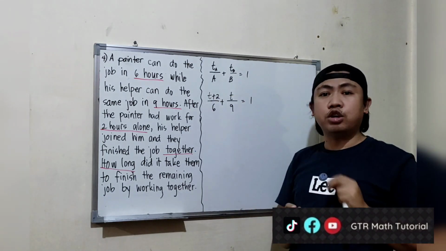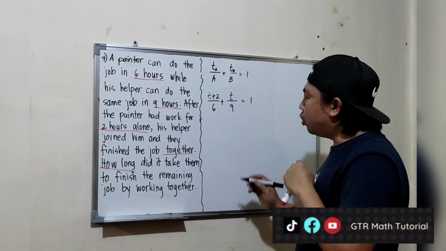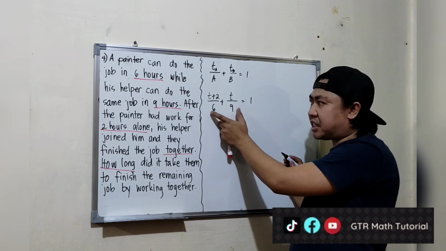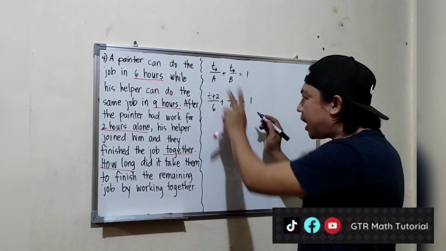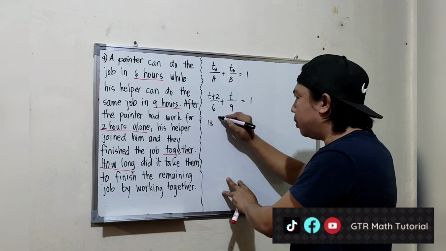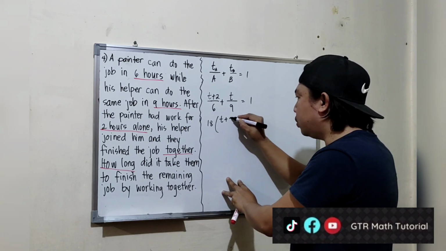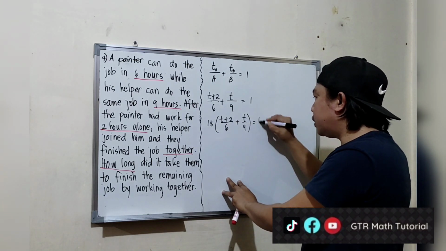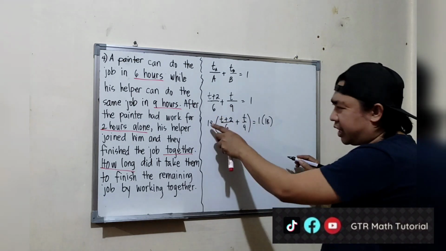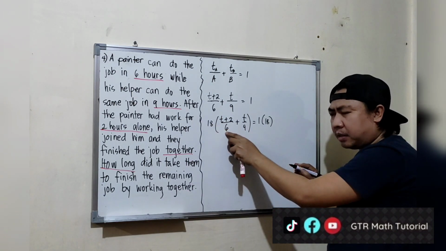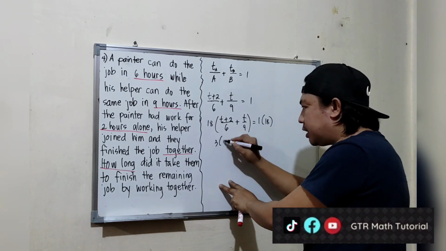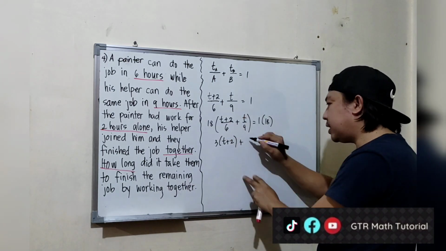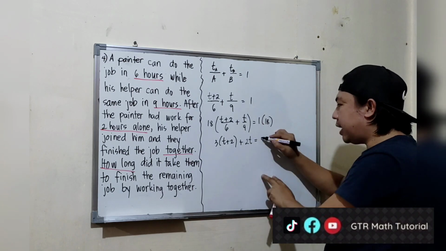So, just solve for T. Okay, so, multiply both sides by the LCD of 6 and 9. So, which is 6 and 9, LCD is 18. So, multiply both sides and solve for T. So, we have 18 times T plus 2 over 6 plus T over 9 equals 1 times 18. So, just solve for T. So, divide first, 18 divided by 6, so that is 3 times T plus 2 plus 18 divided by 9, so that is 2 times T, so we have 2T equals 1 times 18 is 18.